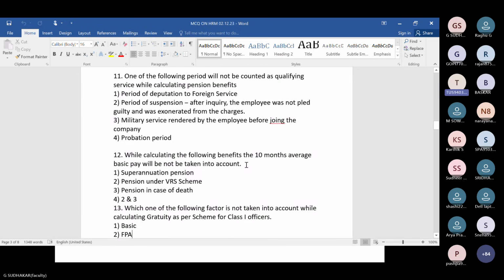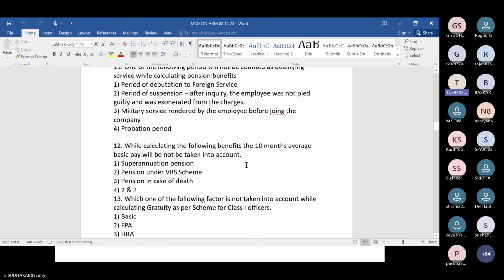Question number 12, sir. While calculating the following benefits, the 10 months average basic pay will not be taken into account. Sir, request you, please read it in your mind.